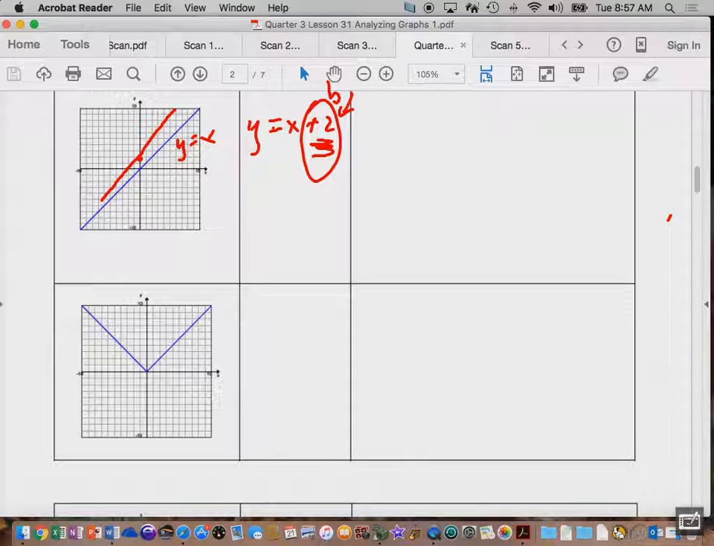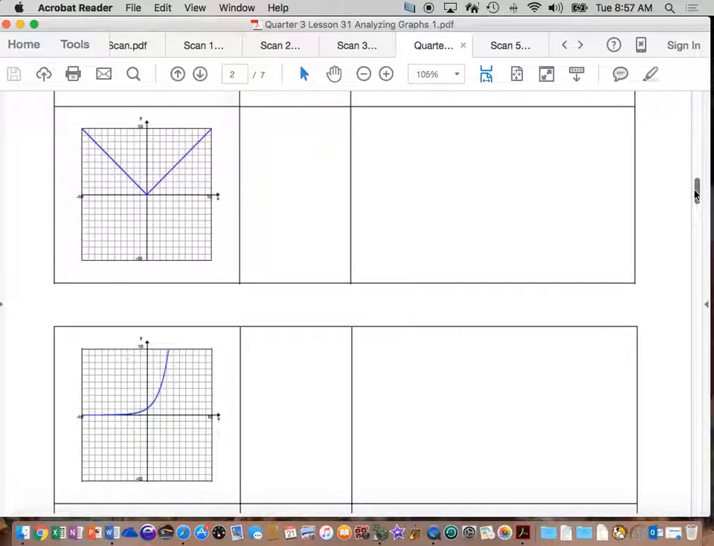Okay. Now, next one. What is the parent function of the next one, everybody? Remember, this is sight recognition. Remember we talked about sight recognition with words? We have to have it with graphs. What is this graph? Y is absolute value. That's right, y equals the absolute value of x.